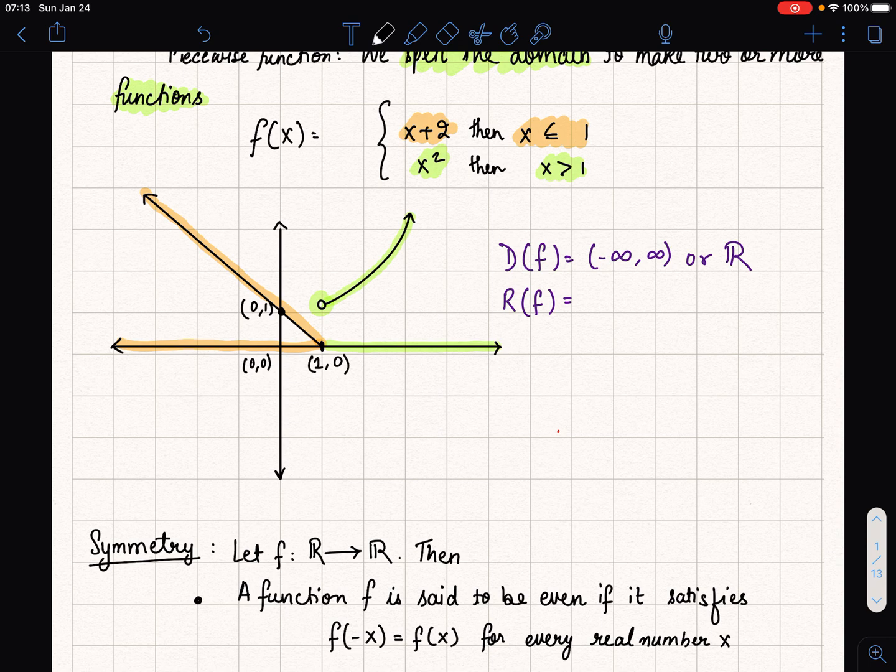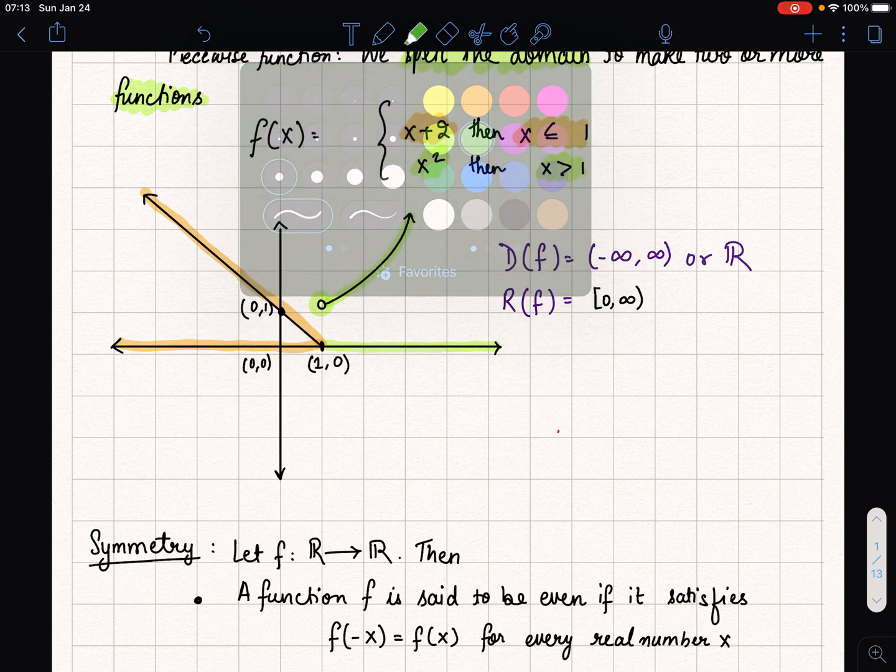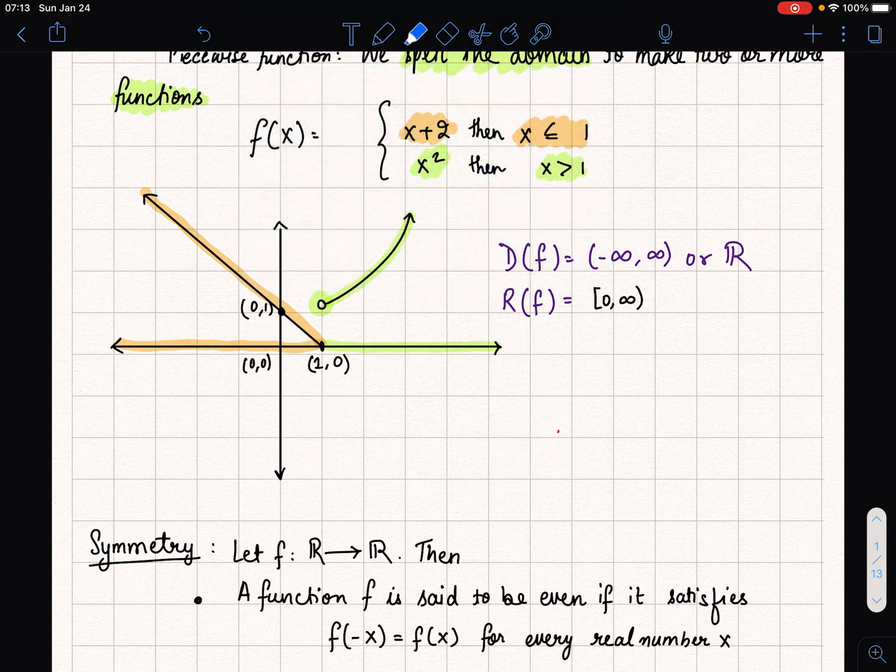However, my range is from 0 to infinity, that is all positive real numbers. Clearly you can see that the graph never goes below the x-axis. This area is never covered by the graph. So it's pretty clear that the graph is only on the positive y-axis. So the range is [0, infinity), 0 closed.